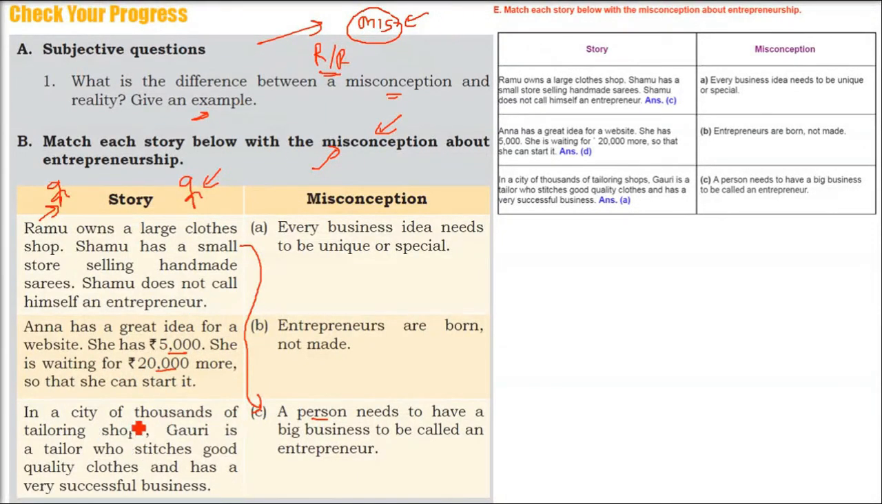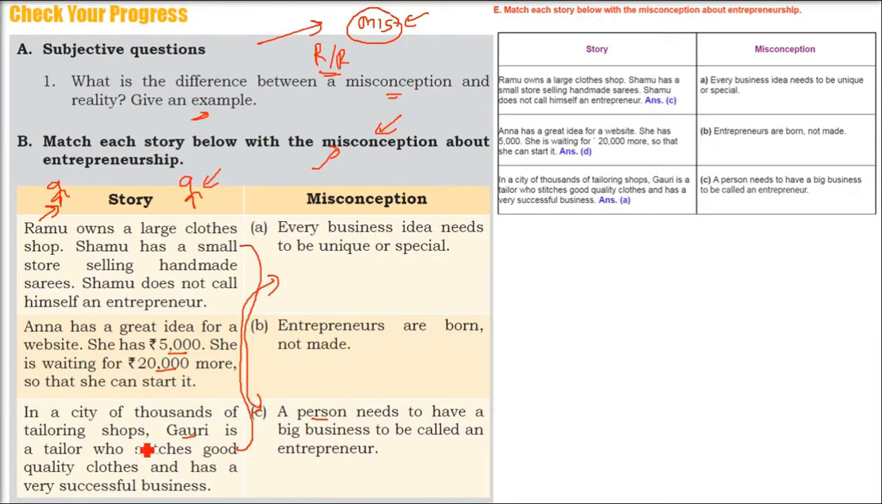I'll just go to the third one, then I'll get back to the second one. In a city of thousands of tailoring shops, Gauri is a tailor who stitches good quality cloth and has a very successful business. So there are so many tailoring shops, but Gauri is also a tailor. She is also making good cloth and she has a very successful business. So she is way better than the other tailors in the area.